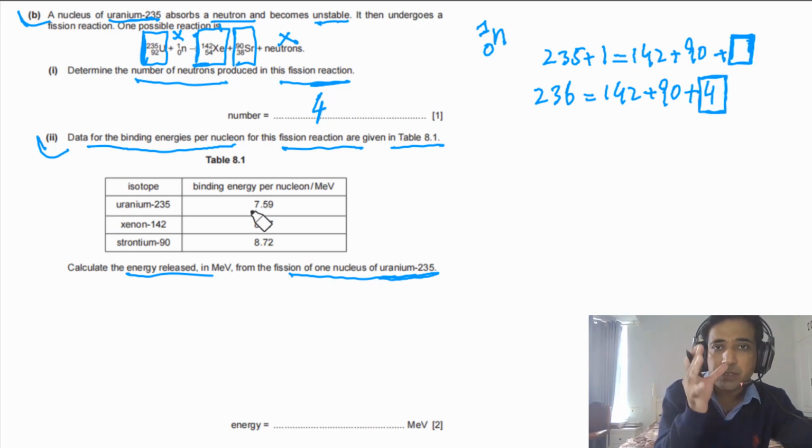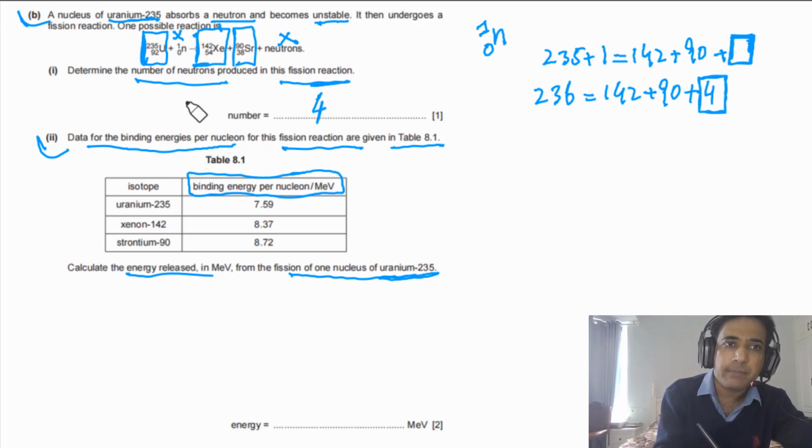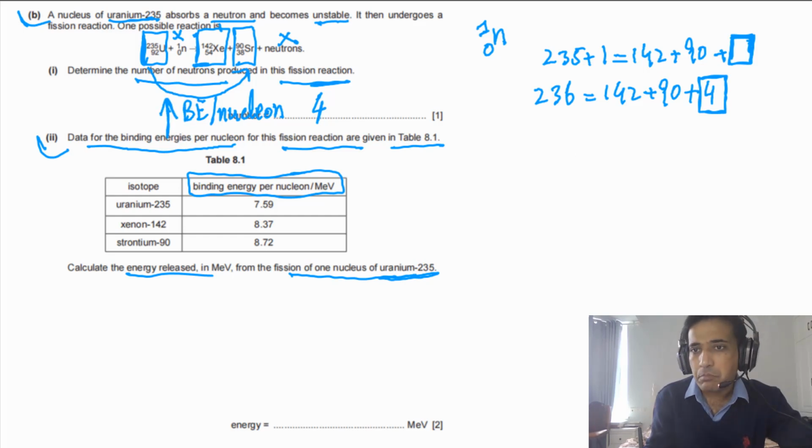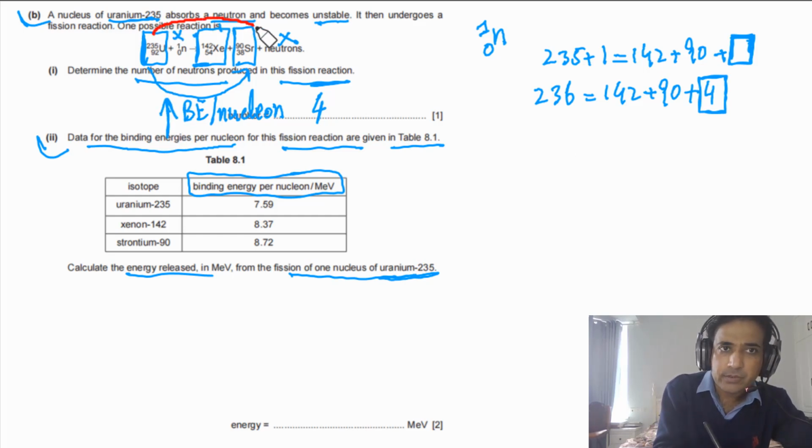So how can we calculate energy released if binding energy per nucleon is given to us? One thing you also need to understand: in this reaction, binding energy per nucleon is increasing, but mass is decreasing. This point is very important, so listen carefully. We can also say mass per nucleon is decreasing. Very important point.